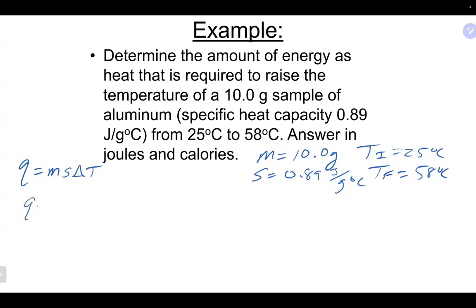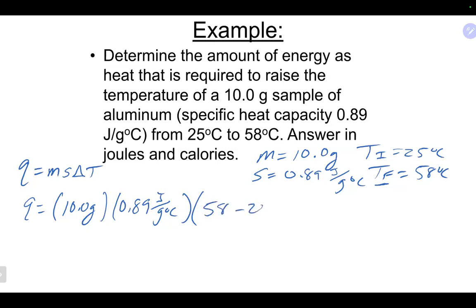The Q here would be our 10 grams and our specific heat 0.89 joules per gram per degree Celsius. Once again, we want to do final minus initial. So that's going to be 58 minus 25 degrees Celsius. In terms of units, the grams will cancel. The Celsius, when you multiply it, will also cancel.